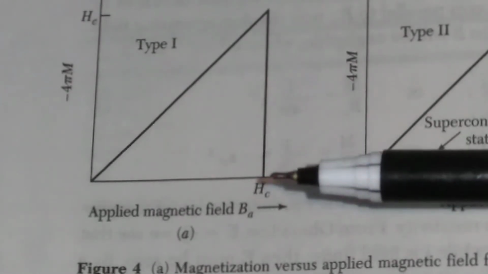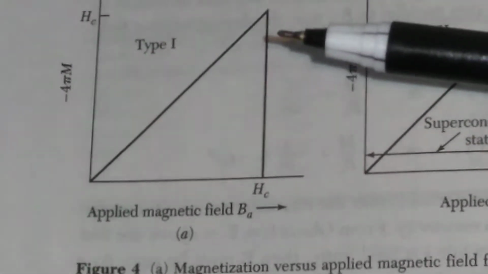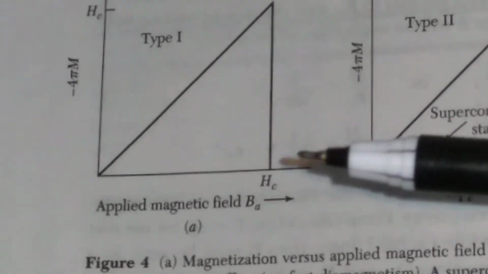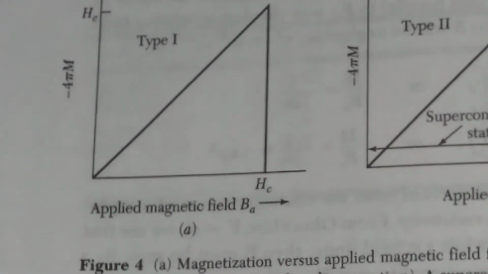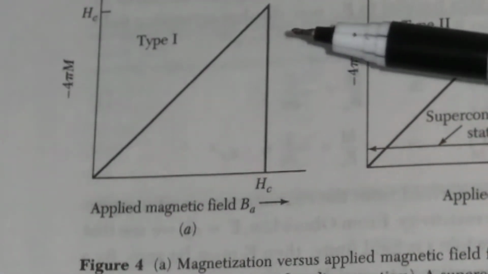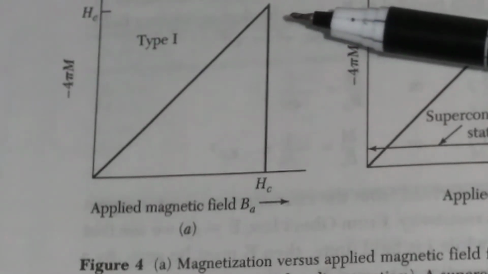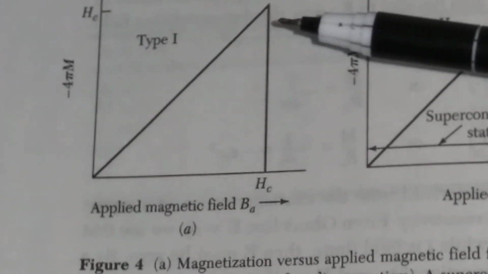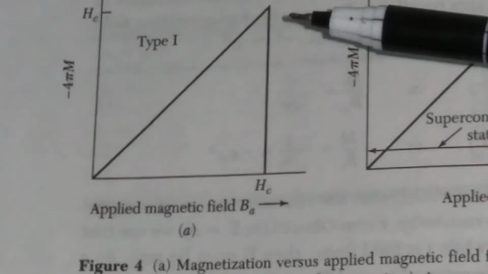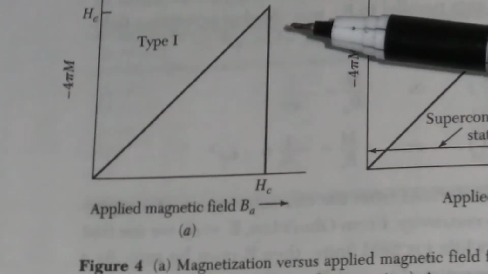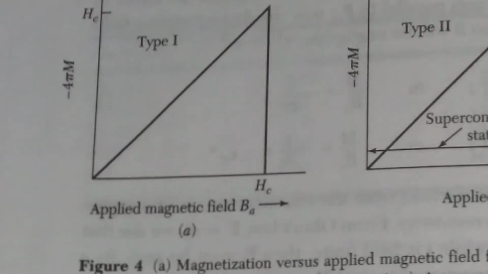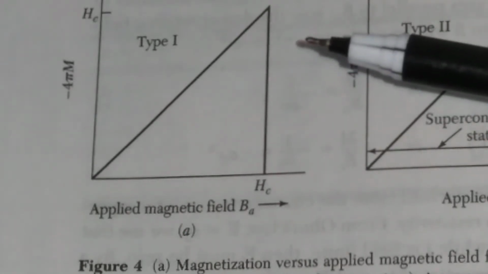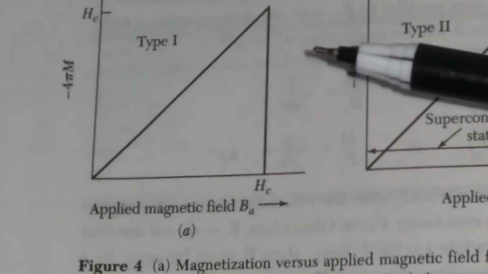If you divide M by H, as you do in the Meissner effect, then the value will be equal to minus 1. Suppose here you divide M by H, that means M is equal to minus Hc, so minus Hc divided by Hc will be equal to minus 1. That is a perfect diamagnet, as you have discussed in the Meissner effect. So in type 1 superconductor, the Meissner effect is valid, or the Meissner effect is complete.